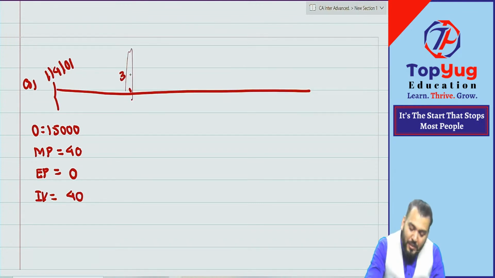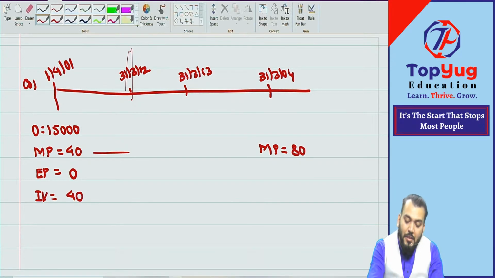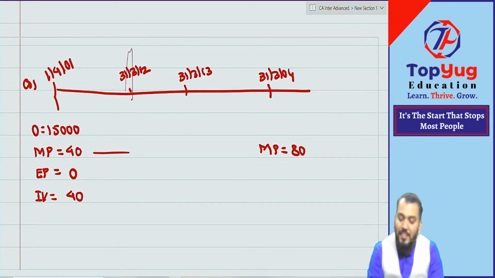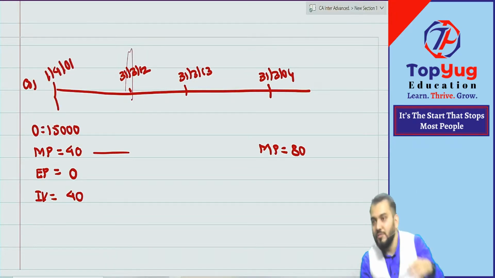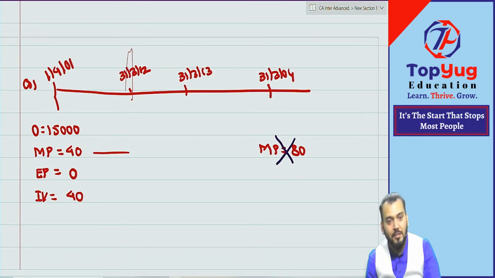Then they have given 31st March 2002, 31st March 2003, and it is exercisable on 31st March 2004. They have given the market price as on these dates. Is this relevant? Any subsequent change in market price, will it be considered? You ask me, sir, give some example. Useless information should not be taken into consideration.